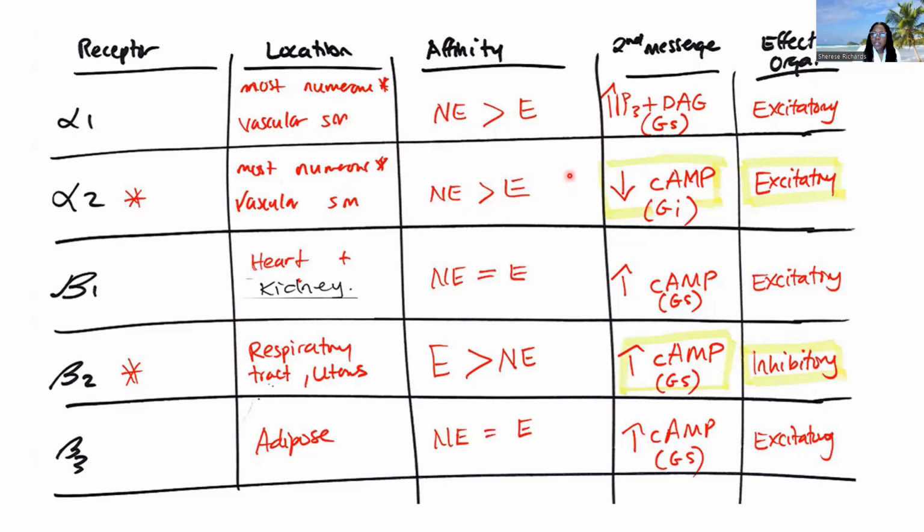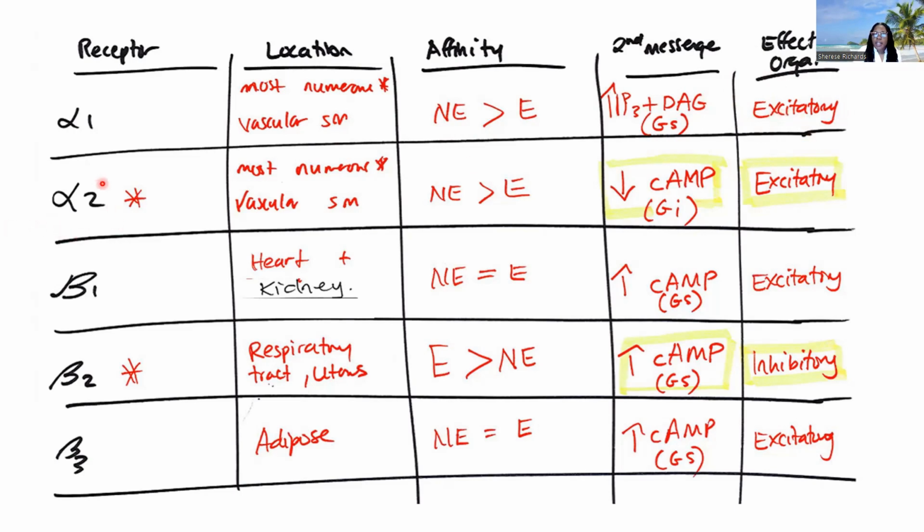Their second messenger and their signaling cascade is going to be different. For alpha-1, this is the only one that results in release of IP3 and DAG. Remember, phospholipase C was involved here, and then this resulted in generation of IP3 and DAG. This involves a G-stimulatory protein, and the effect on the tissue is excitatory. So it's going to increase the smooth muscle or vascular tone.